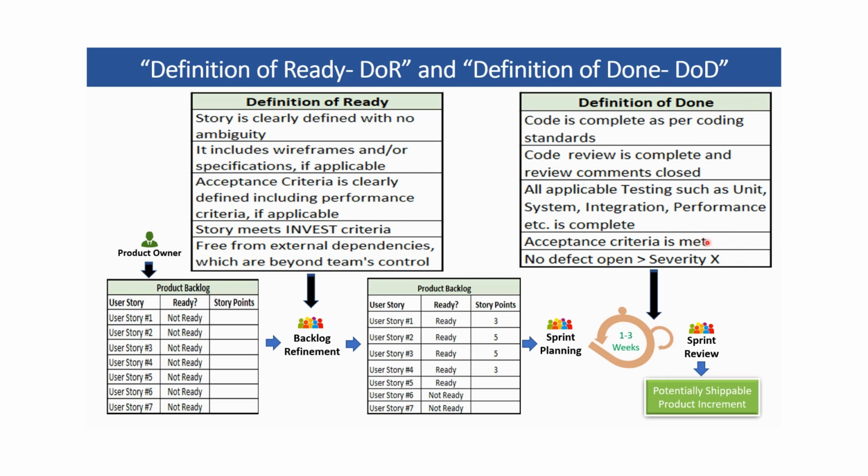This is definition of done. Once the story meets all these criteria, then it is considered as complete, as done. And that is reviewed with the stakeholders in the sprint review call. And after the successful review, the story is ready to deploy into production. Potentially shippable product increment is ready. So that's what a definition of done is.